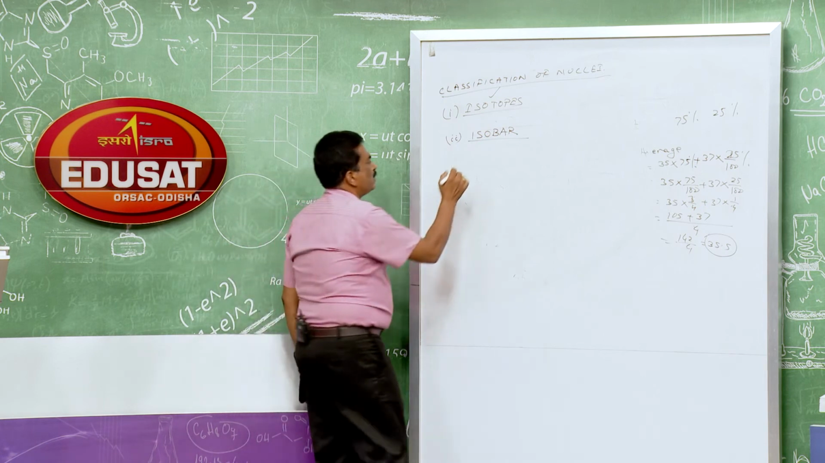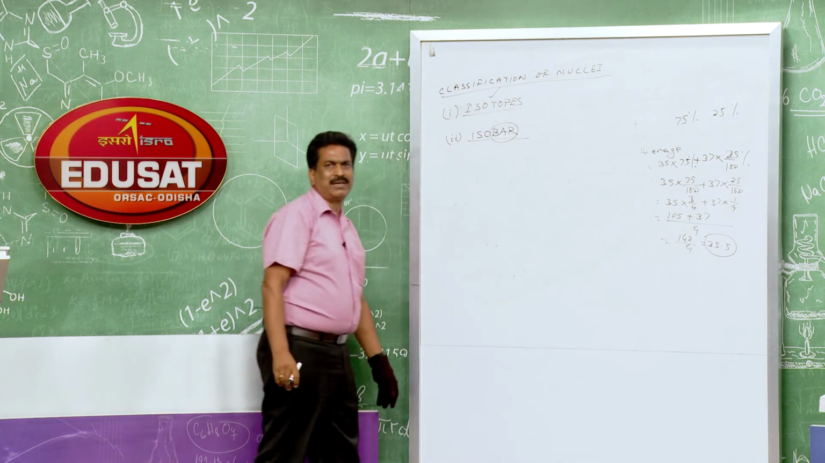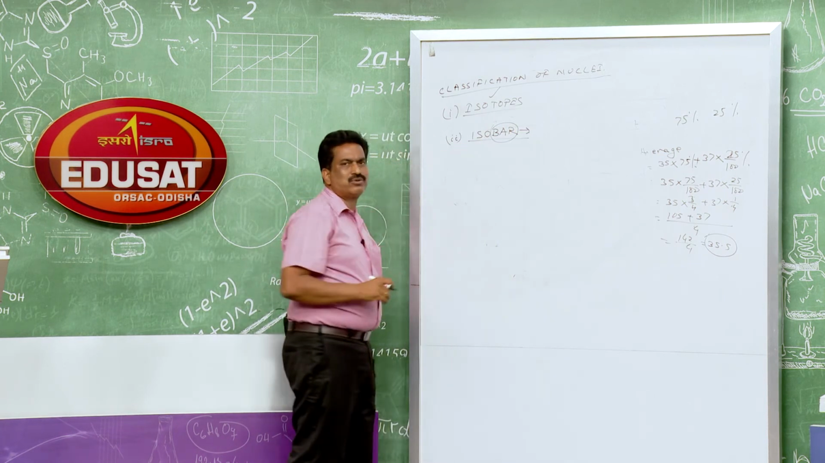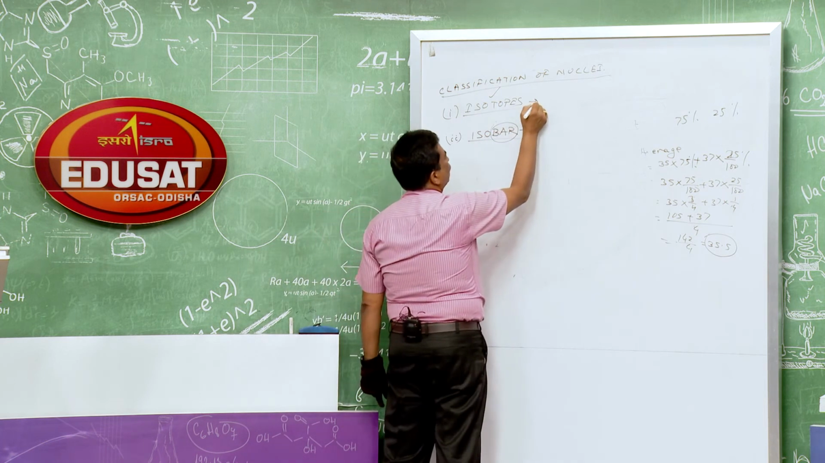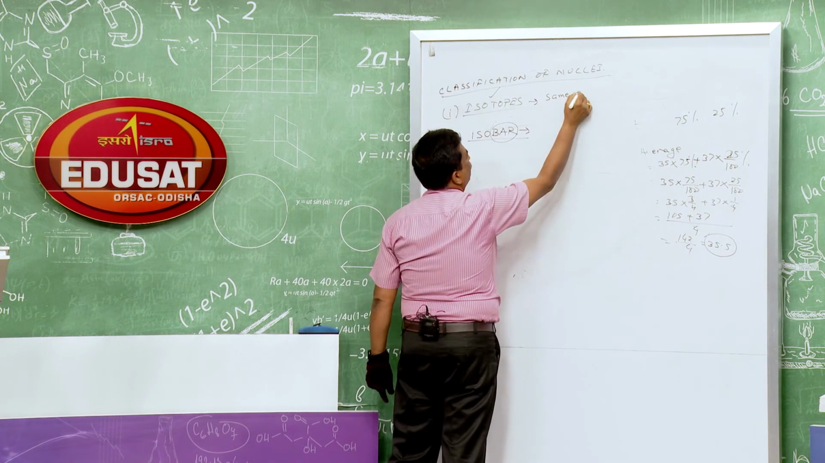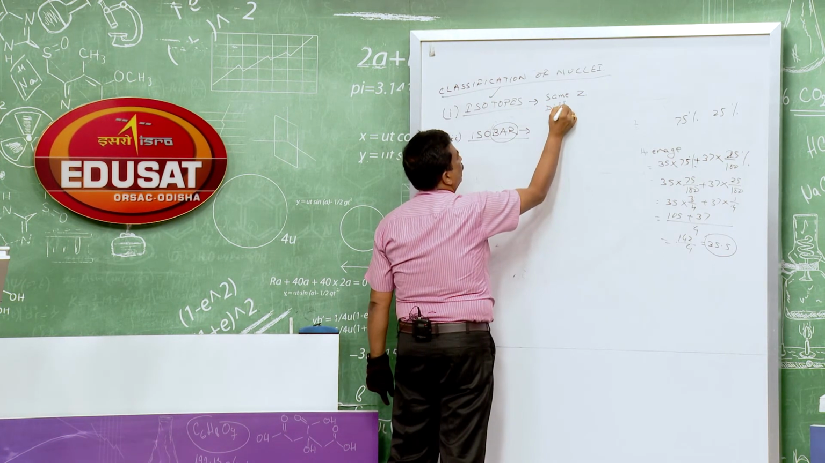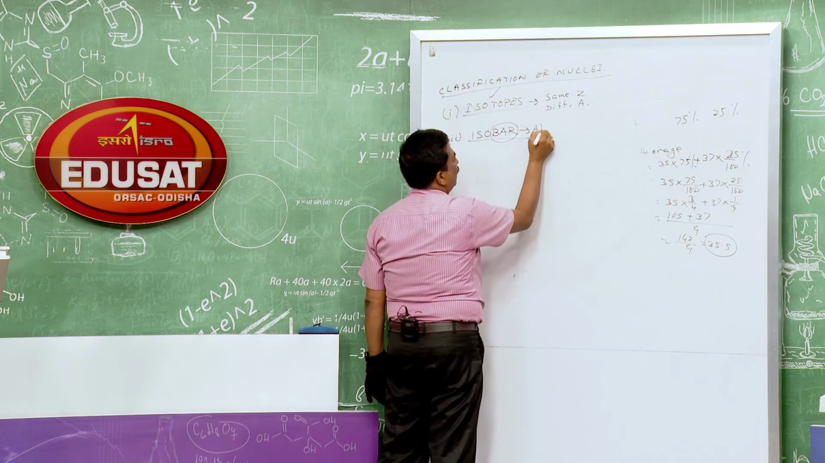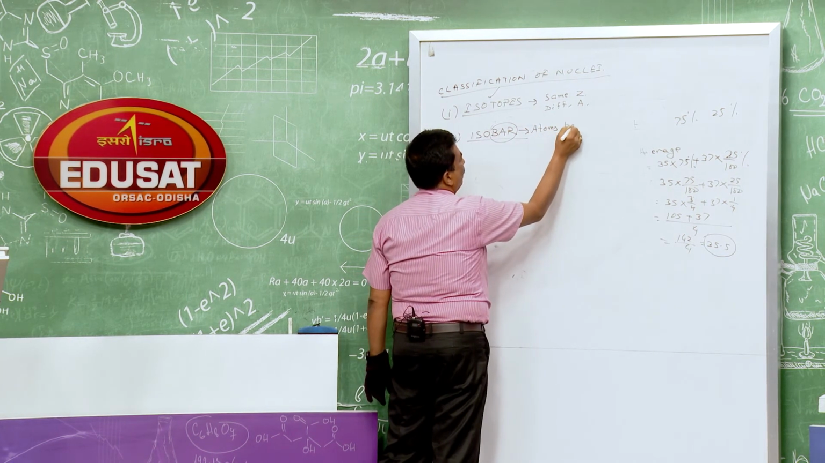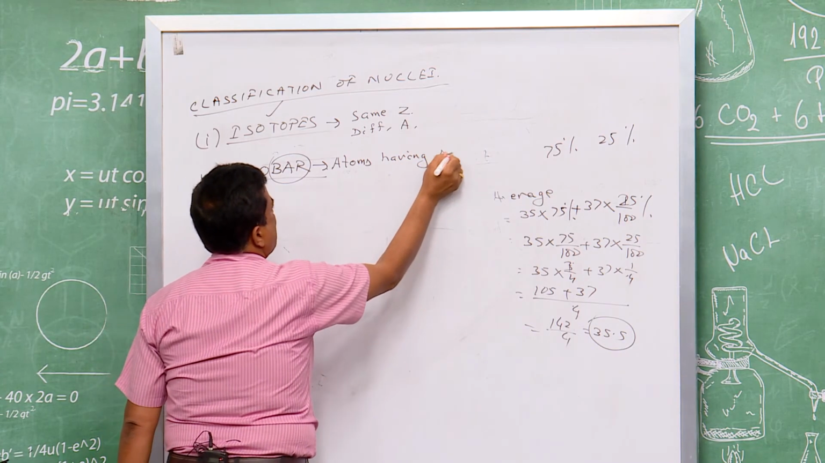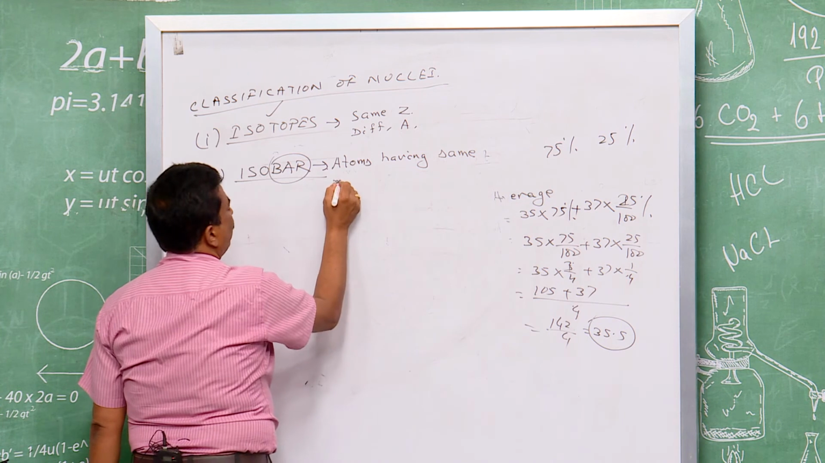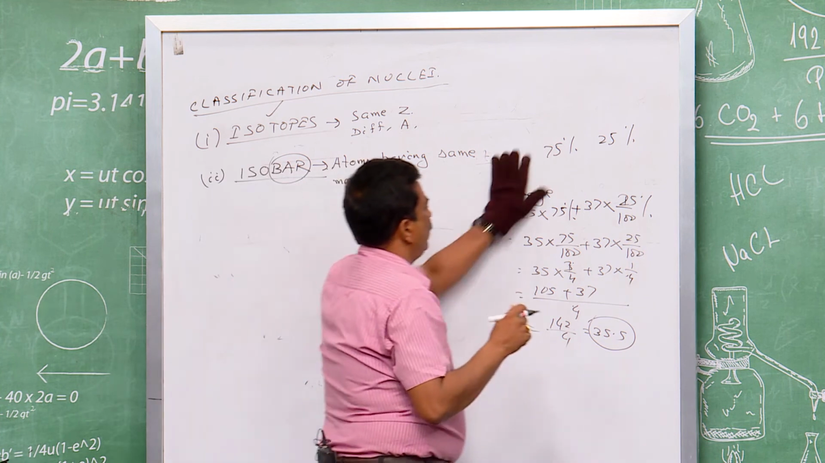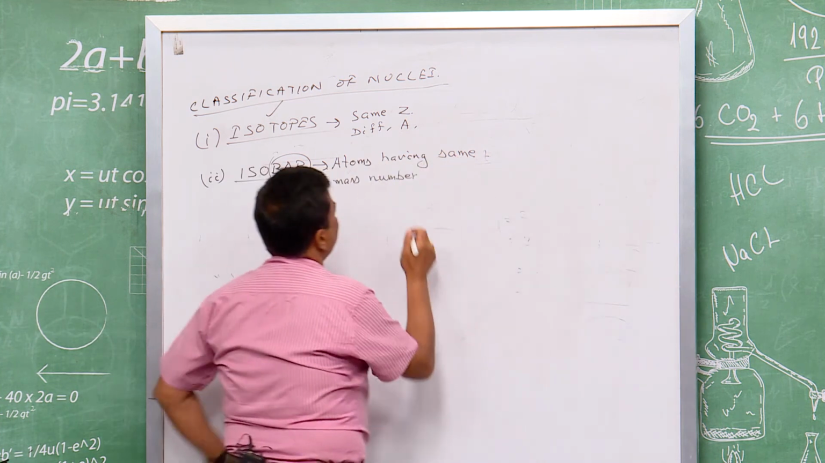Isobar. So iso means the same, and bar is what follows. Here the atomic number Z is different and A is the same. So for isobars, atoms having the same mass number.